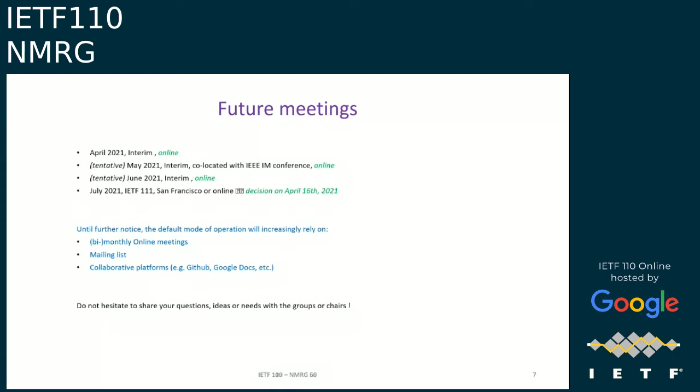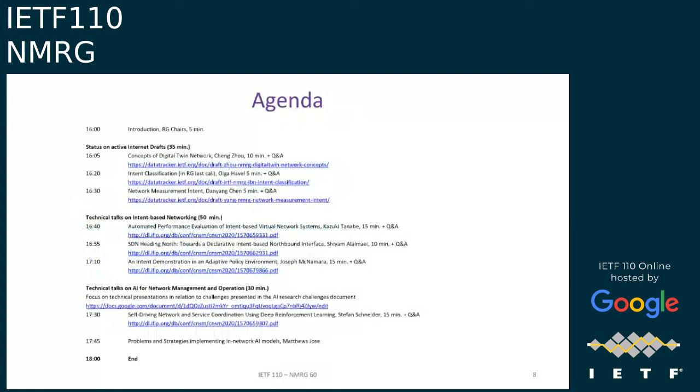Quick overlook at the agenda. We'll start with some quick updates on some of the active documents of the research group. Not all the documents are here. For some of the documents, we invite you to exchange first on the mailing list. And then we have 2 sessions of technical talks, one on intent-based networking, and the second one on AI for network management, with a focus on some of the challenges of the AI research challenges document. So as you see, it's quite packed. We'll start right away with Sheng, and I will present the slides for you.